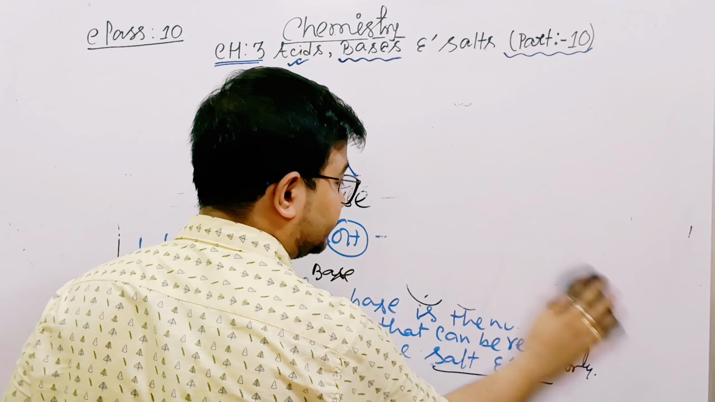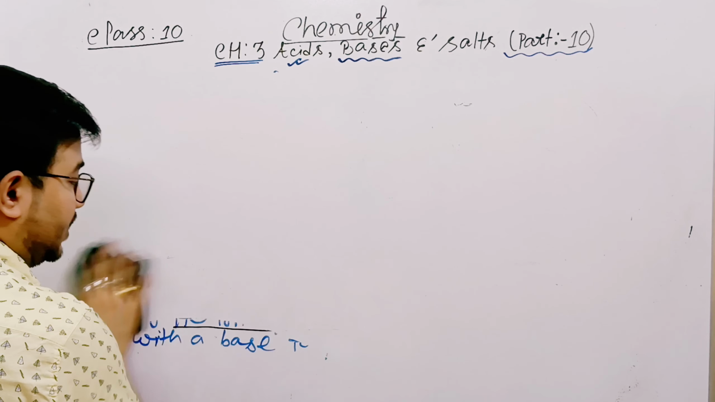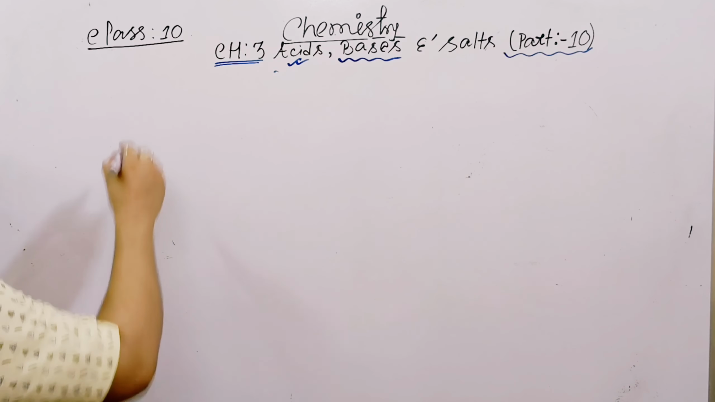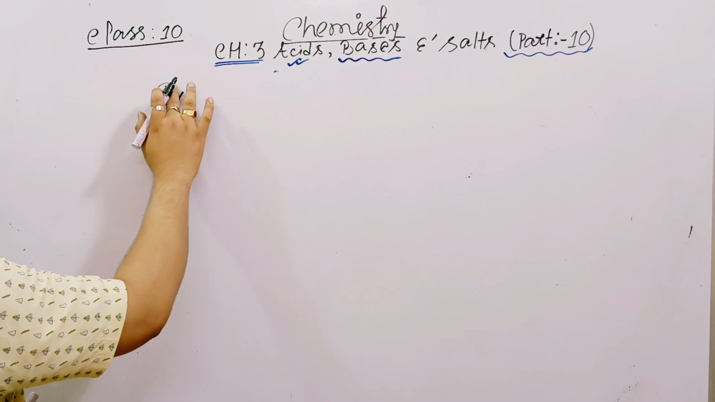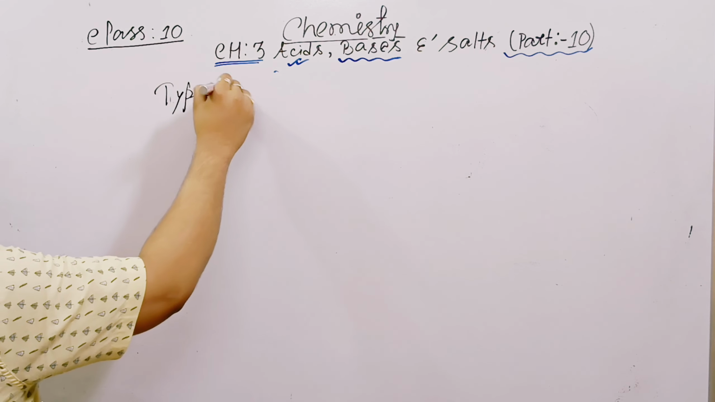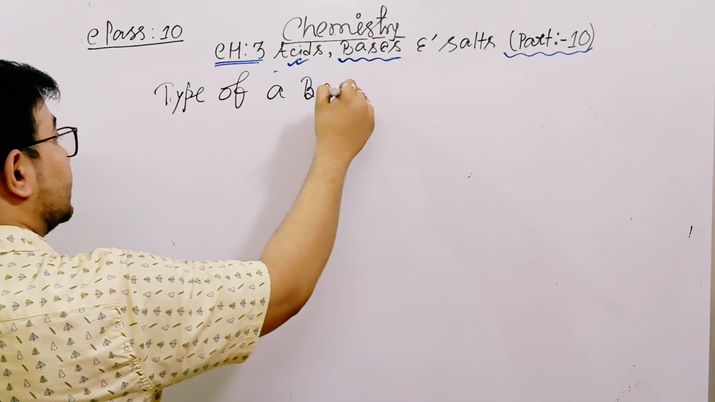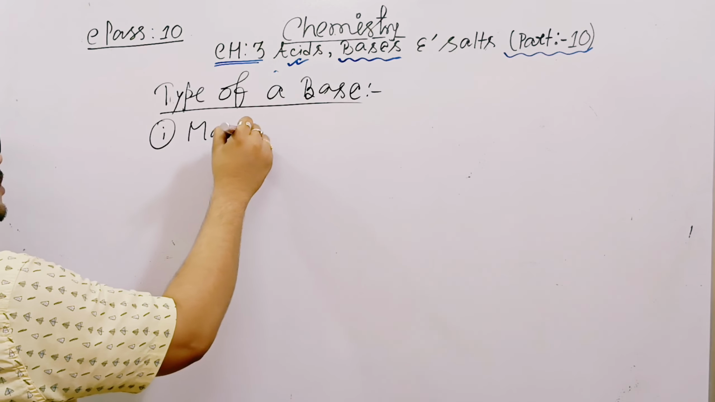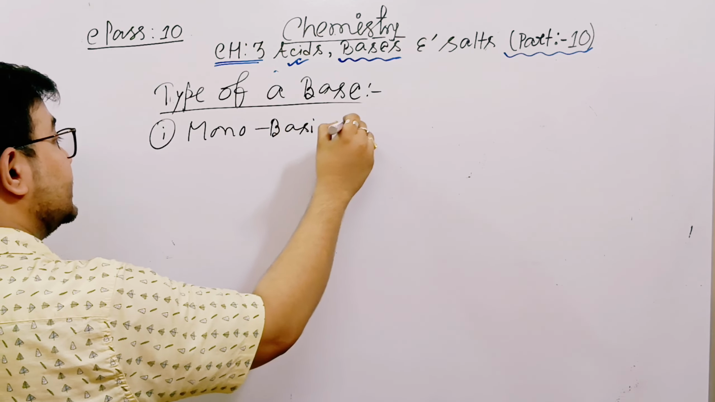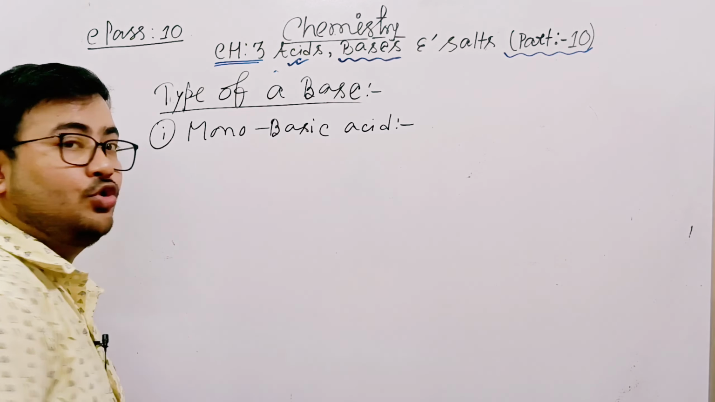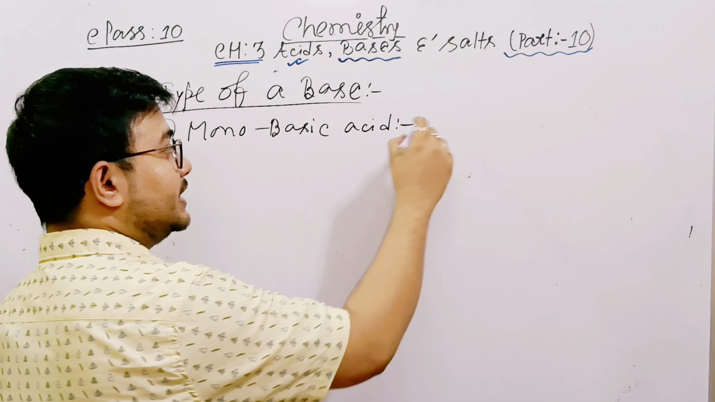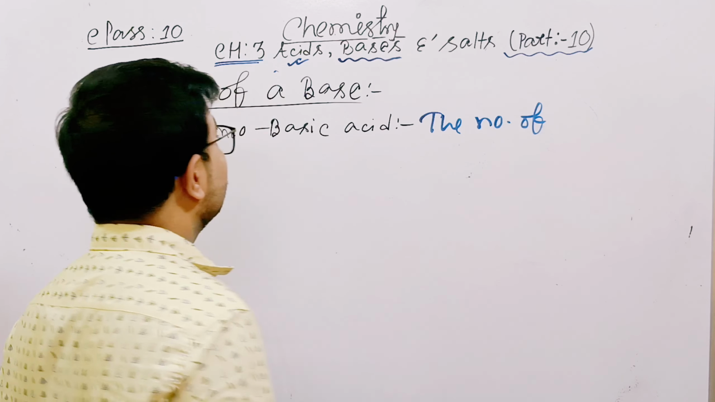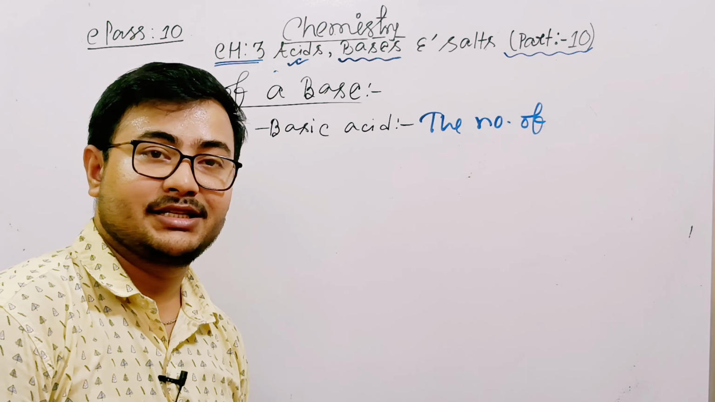topic is, first, types of a base. First type is monobasic acid, same concept. So I already told monobasic acid generally. What is the definition of monobasic acid?